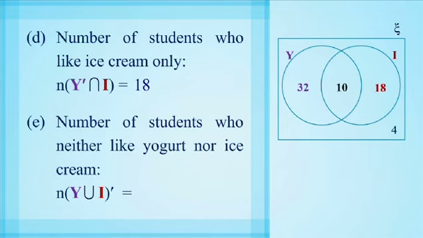First, let's have a look at what lies inside the set Y union I. From the Venn diagram, we see that there are 3 cardinal numbers inside the sets Y and I, that is 32, 10 and 18. Therefore, what lies outside? From the Venn diagram, we see that there are 4 students outside the sets. This represents the number of students who neither like yogurt nor ice cream. So the answer is 4.